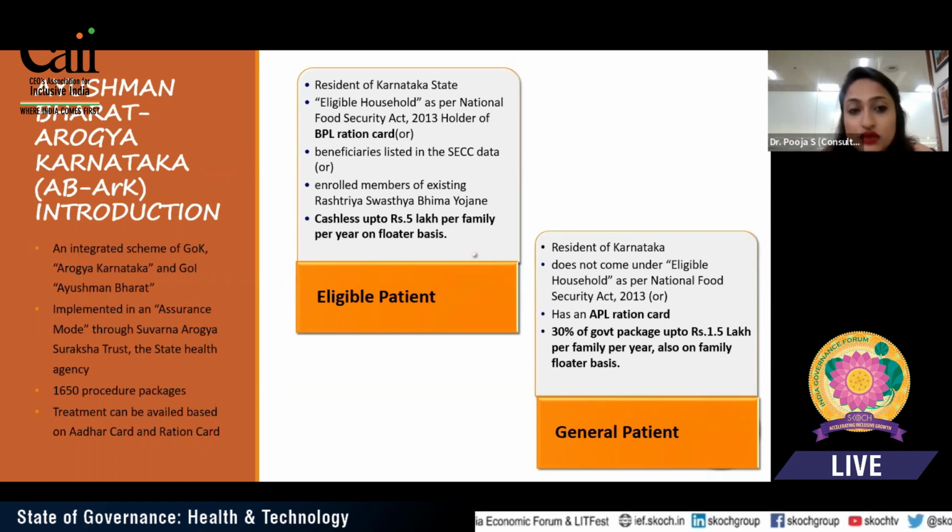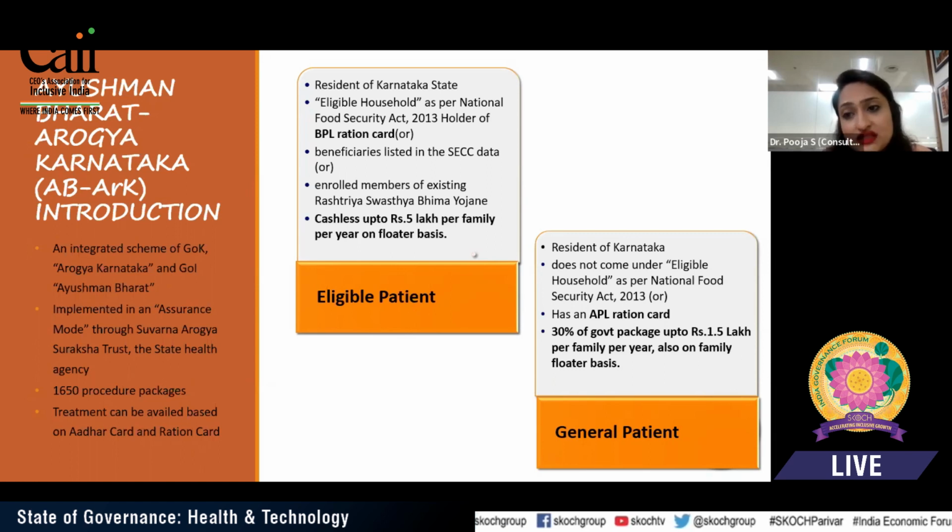The scheme involves 1650 procedure codes, which will be involved for any patient care. In this, we have two categories: one is the general eligible patient and second is the general patient. A patient comes under the eligible category if he is a resident of the state and holds a BPL card, or is a beneficiary of the SECC data, or is already a member of the existing Rashtriya Swasthya Bima Yojana. Then he attains a cashless service of up to rupees 5 lakh per family on a floater basis.